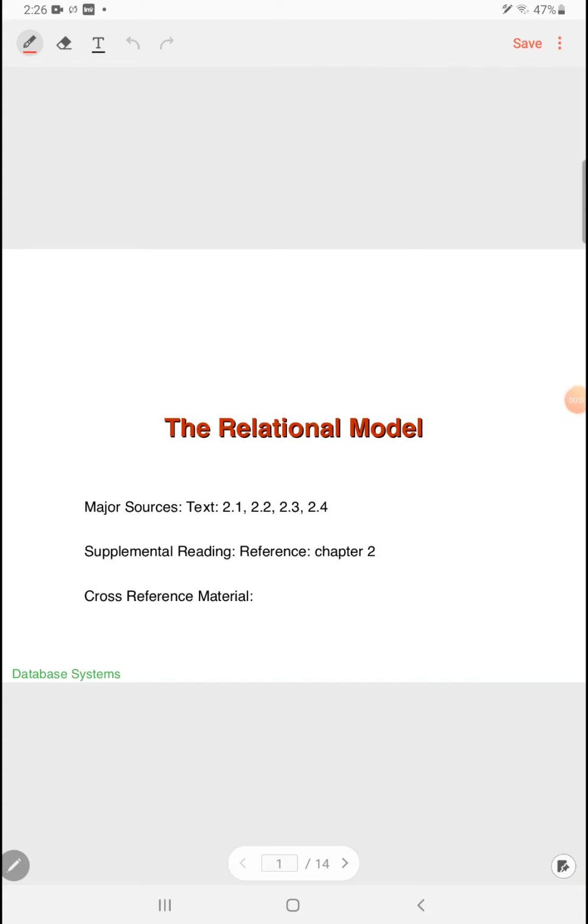This video lecture is about the relational model for relational databases. The major source for this material is the textbook, chapters 2.1 through 2.4, and also the reference by Date and colleague, chapter 2, in particular, the material on RelVar, because it is a useful concept.